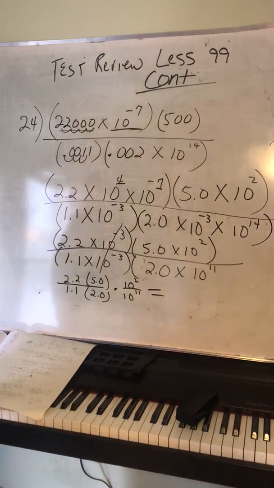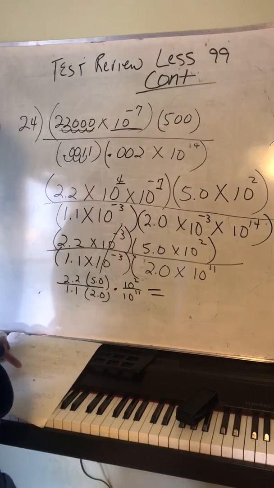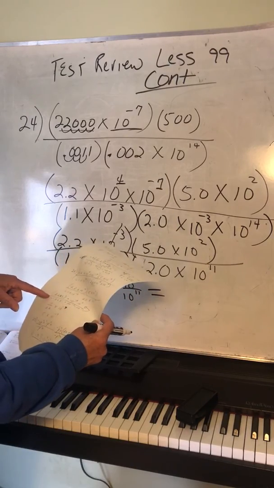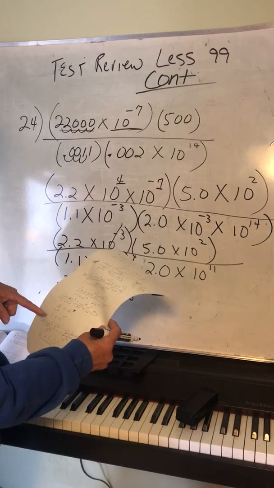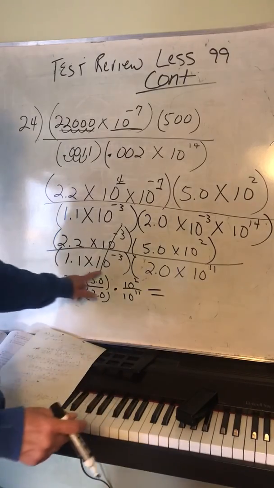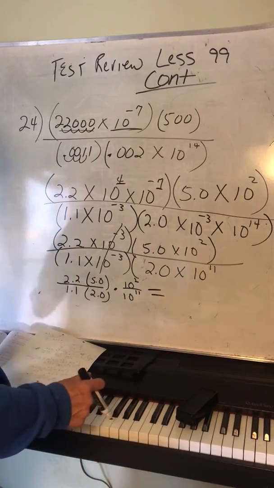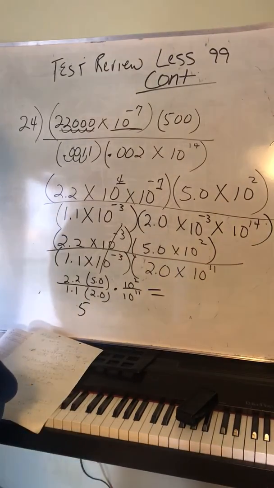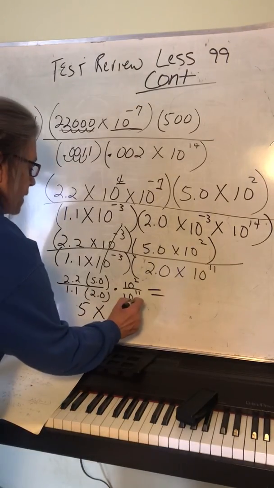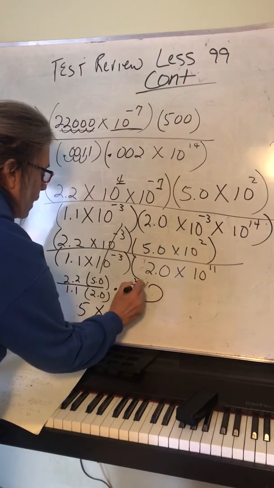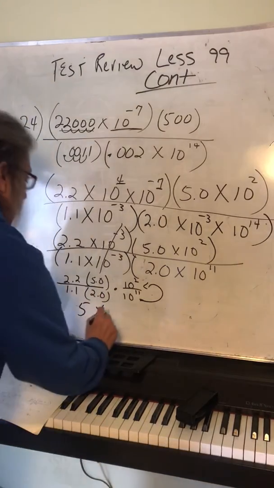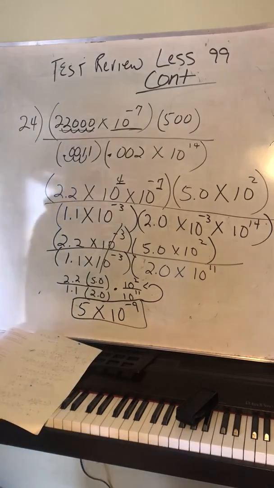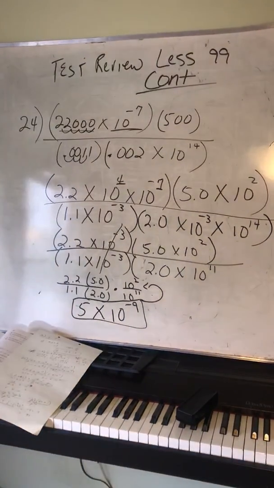Okay, let me make sure I'm doing this right. So this becomes 22. When you multiply these all out with your calculator, you should get 5, and then times, and this one you move up here and it'll become negative, right? So then you'll have 10 to the negative 9. Okay, that is the answer: 5 times 10 to the negative 9.